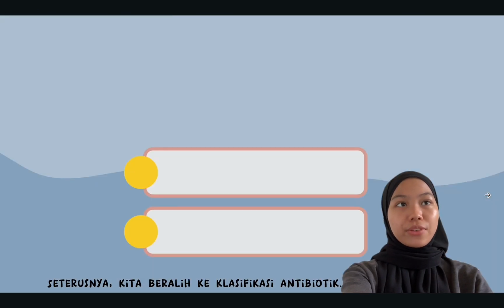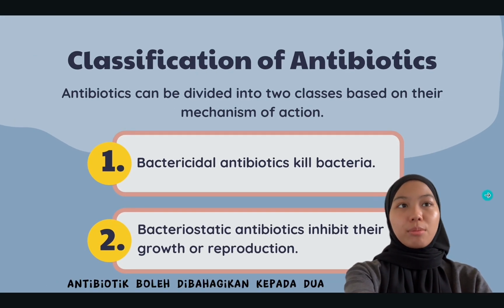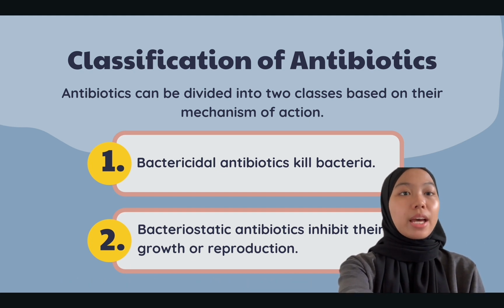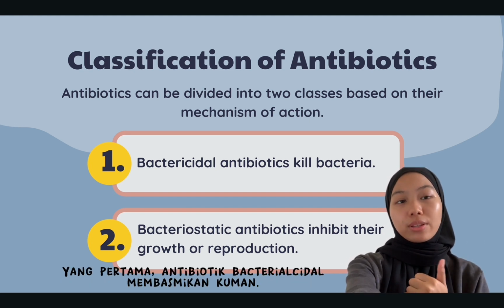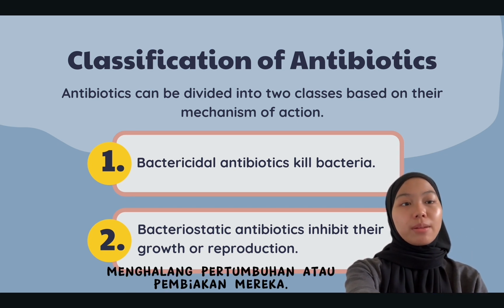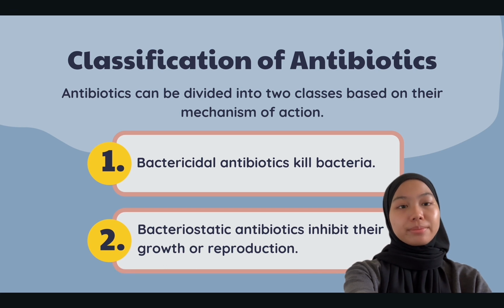Next, we move to classification of antibiotic. Antibiotic can be divided into two classes based on their mechanism of action. The first one is bactericidal antibiotic, which kills bacteria, and the second one is bacteriostatic antibiotic, which inhibits their growth or reproduction.